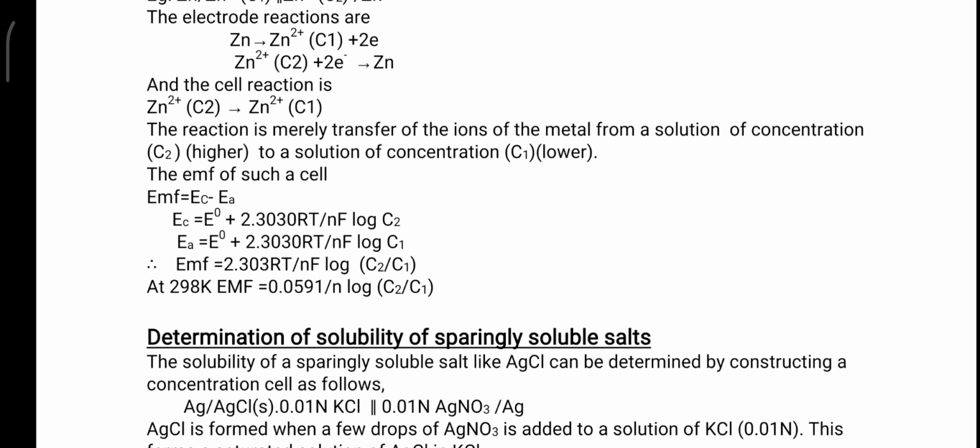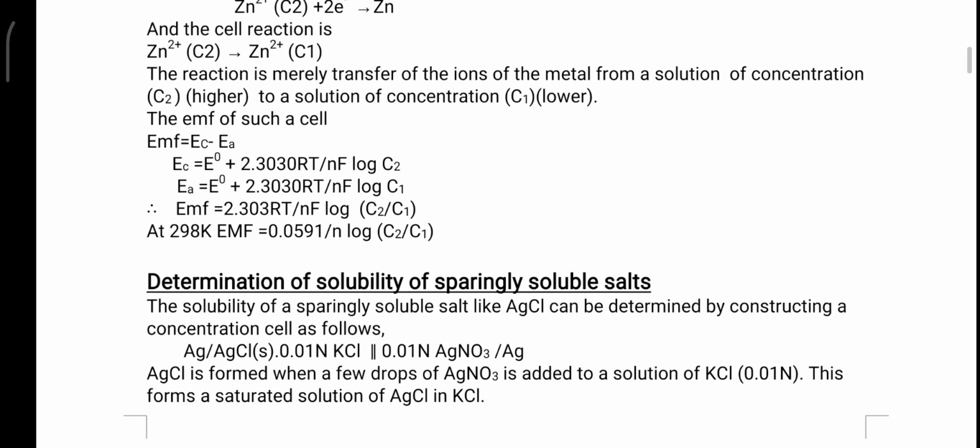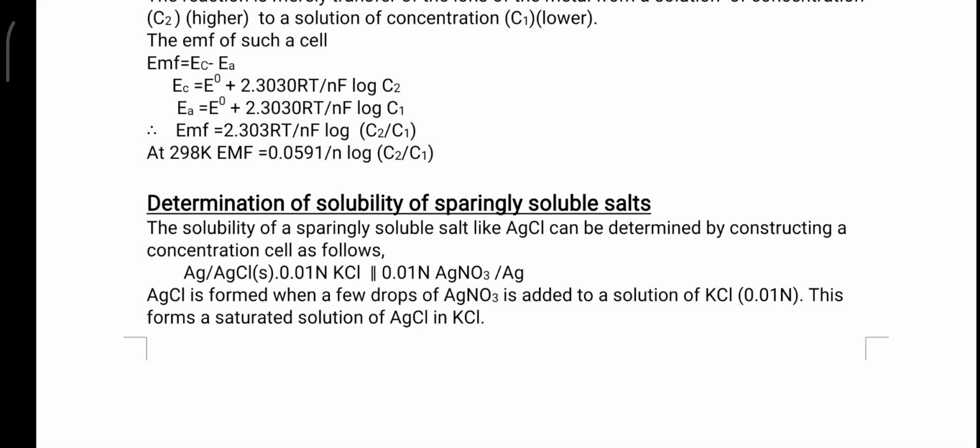At 298 Kelvin, the value of 2.303 RT by F equals 0.0591. Therefore, the equation can be written as EMF equals 0.0591 by n log of C2 by C1, where n is the number of electrons involved in the cell reaction. Here, E naught is constant for both the electrodes, so these two get cancelled, since the electrodes are made with the same metal and the same type of salt solution is being used.